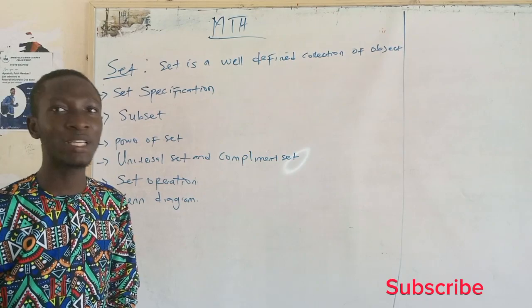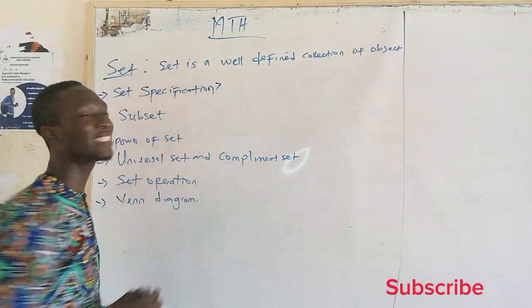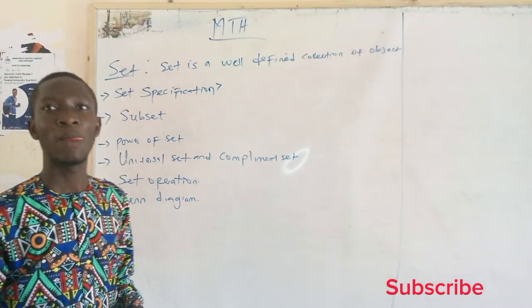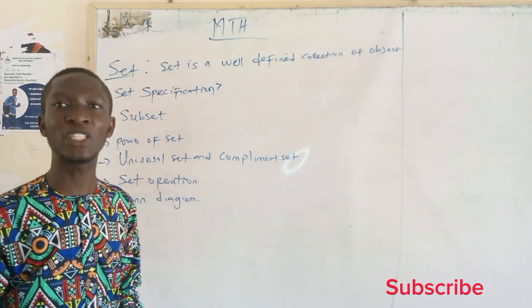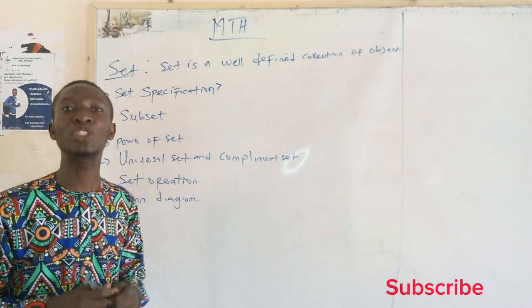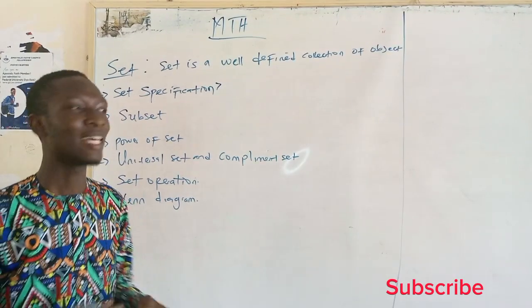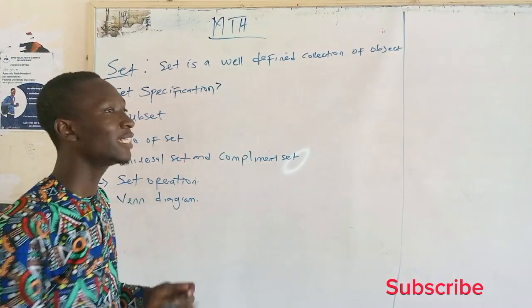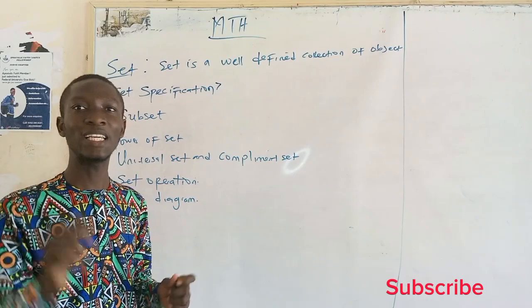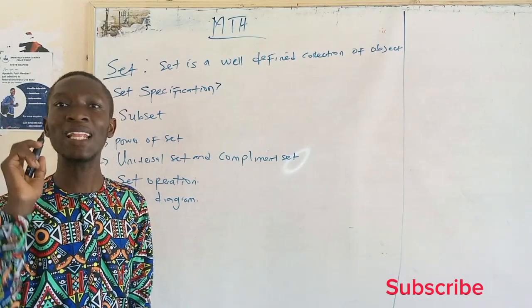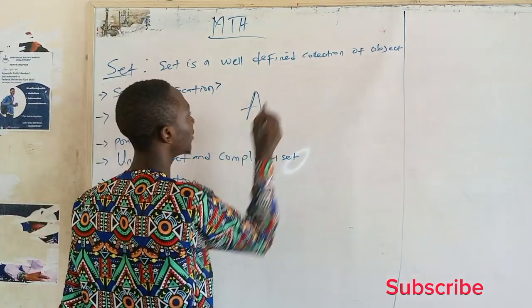Now, what do I do again? I will teach you another thing which we call set specification. But before we go to set specification, I have to teach you how to denote a set. Now, how do we denote a set? Let's say that we have set A. If you are talking about set A, you will represent it with a capital letter. So set A, this capital letter.